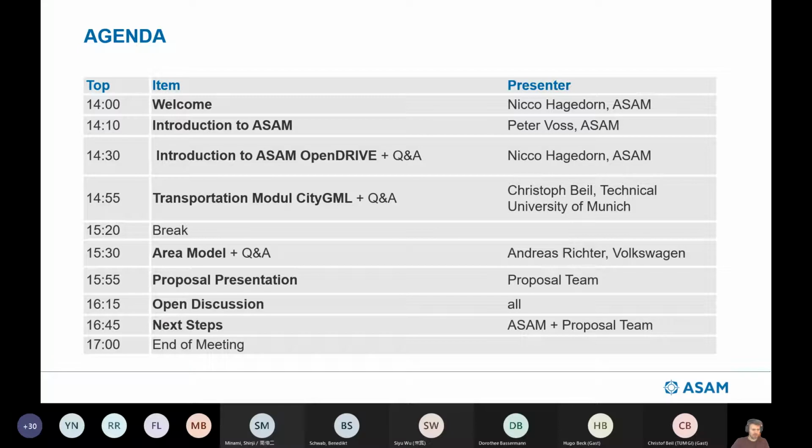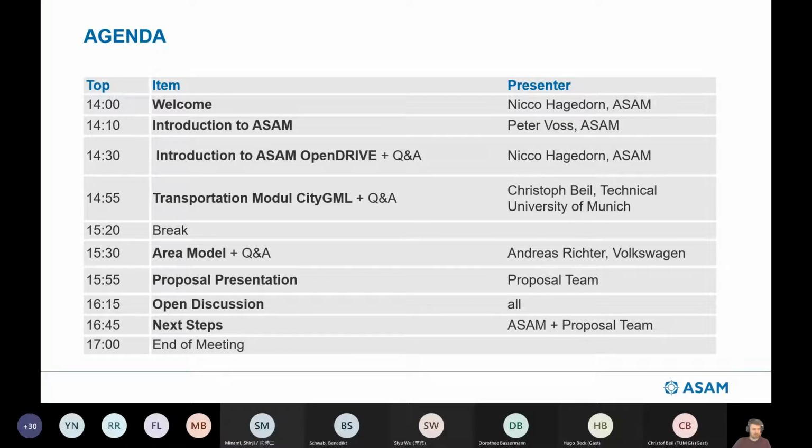And then we nearly have 1.5 hours passed, so that is time for a coffee break so everyone can get a refresh. And then Andreas Richter from Volkswagen will explain the area model that we developed during the OpenDRIVE concept paper project, where he was leading the working group to develop that topic.